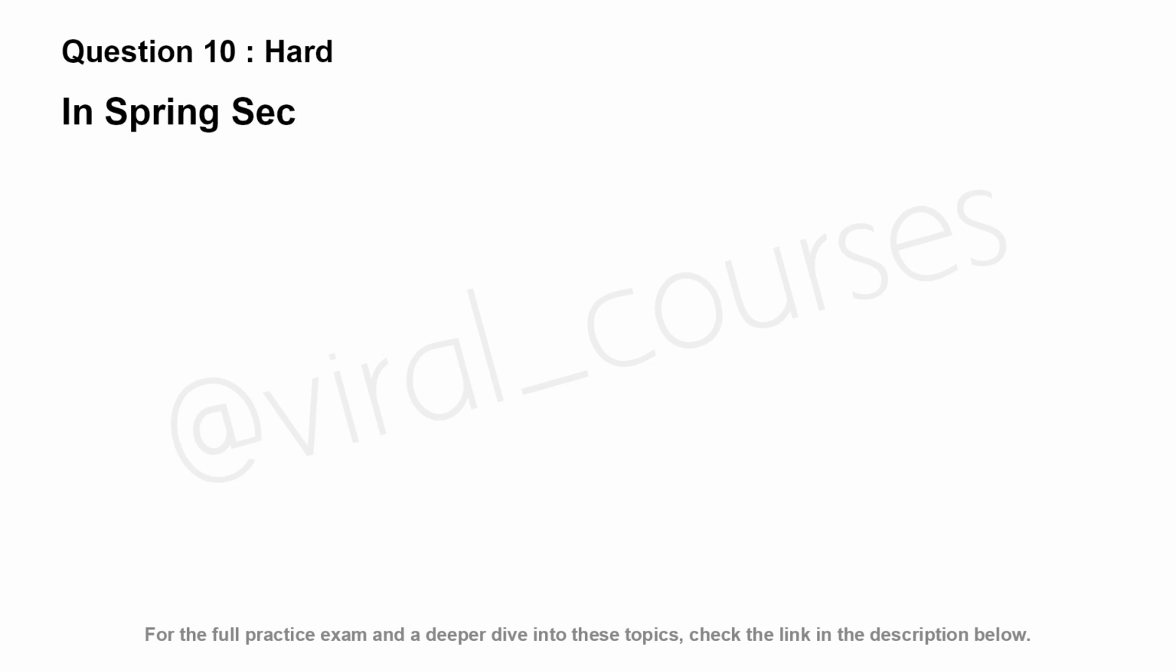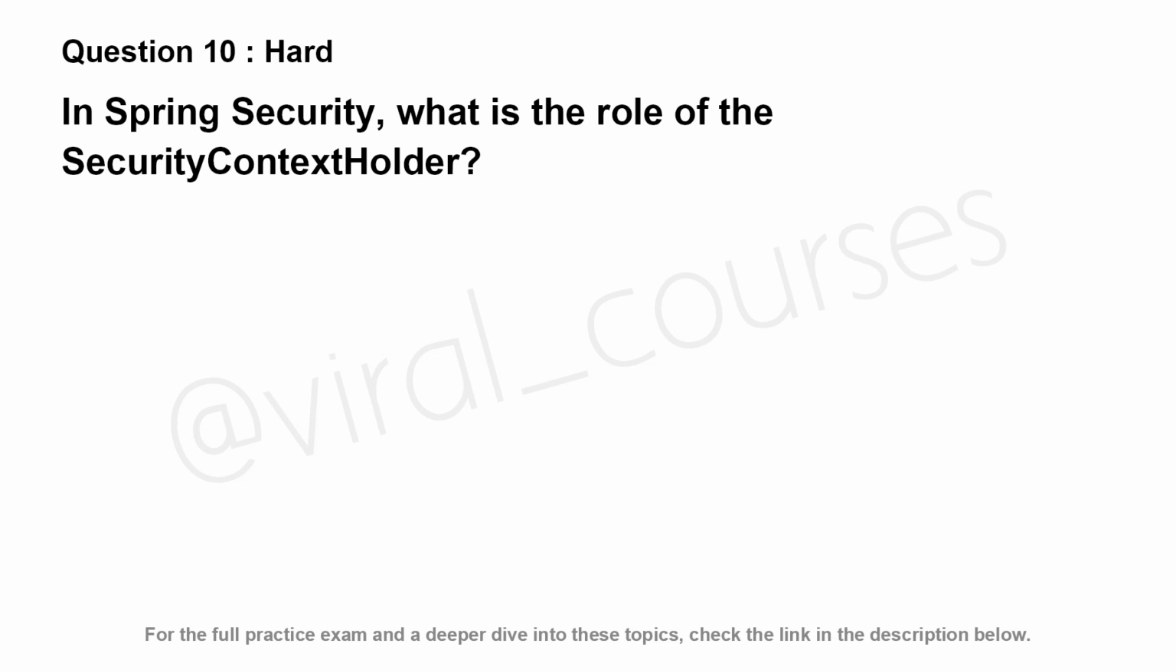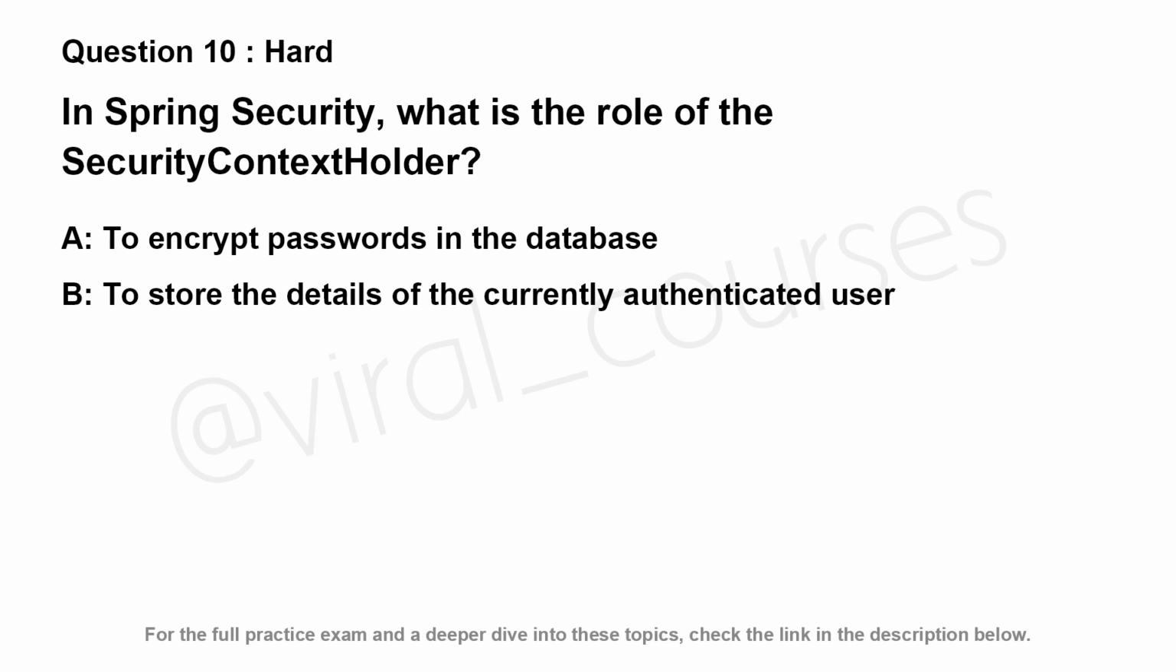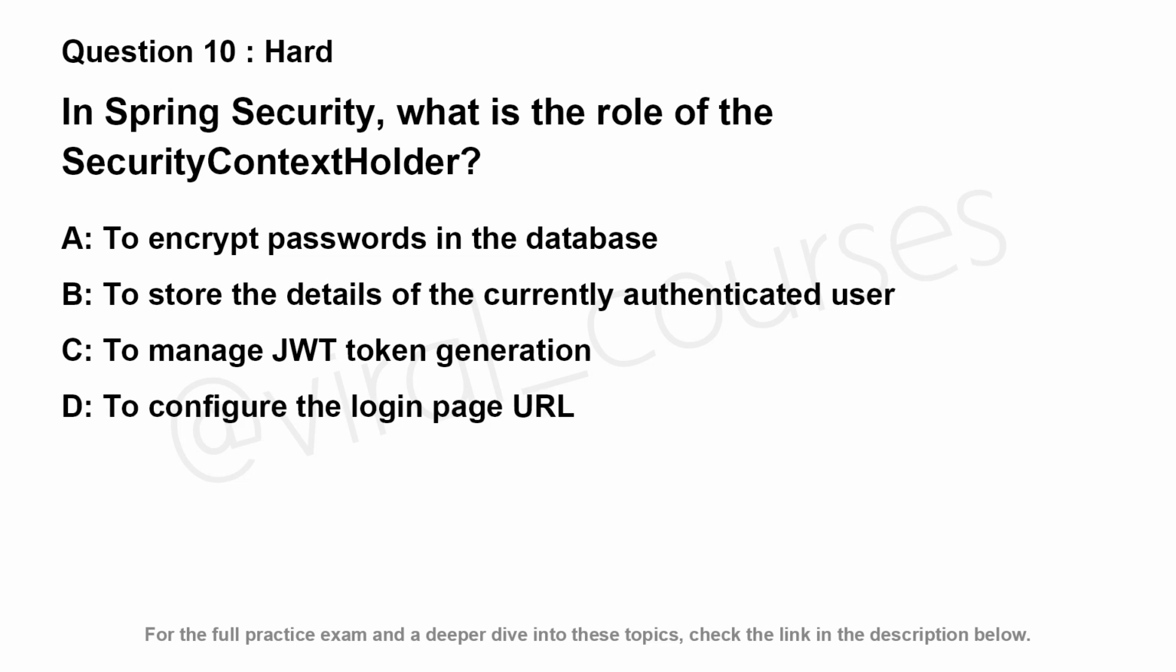In Spring Security, what is the role of the SecurityContextHolder? Option A. To encrypt passwords in the database. Option B. To store the details of the currently authenticated user. Option C. To manage JWT token generation. Option D. To configure the login page URL.